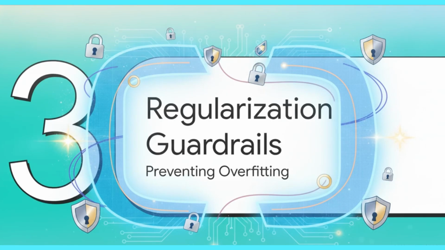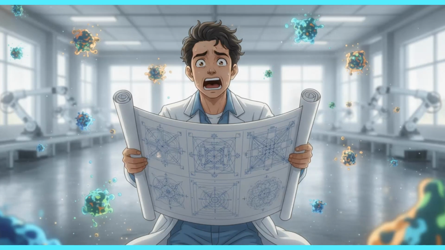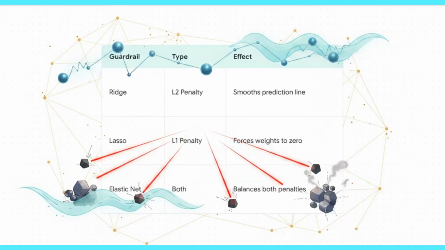Stage 3. Regularization guardrails, preventing overfitting. Once that prediction engine is humming along, we absolutely have to install safety measures to protect against a massive danger in machine learning: overfitting. Overfitting is exactly like a student perfectly memorizing a practice test, but then totally failing the actual exam because they didn't learn the core concepts, right? They just memorized the specific questions. To prevent that, our model needs strict mathematical penalties. We apply these penalties using 3 primary guardrail algorithms.